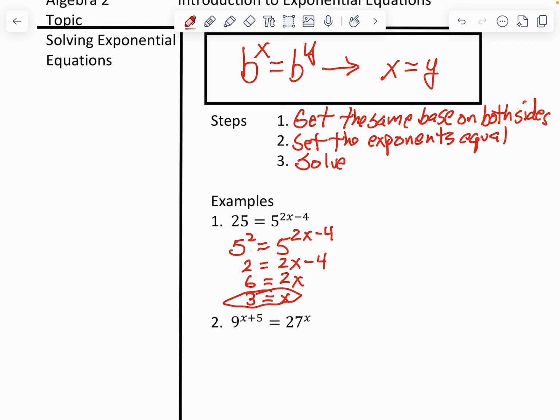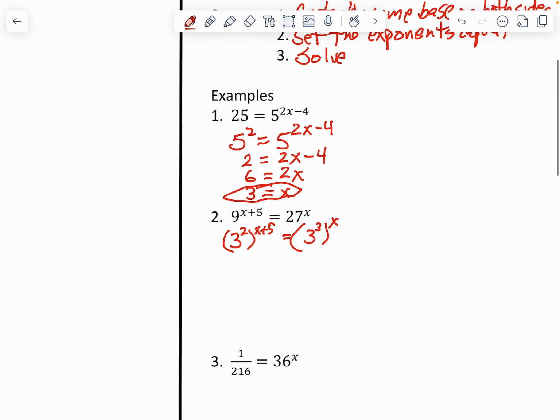The next one, we'll notice that we're not going to have 9 squared to be 27. 9 squared is 81. So you have to bring both of them down to a lower base. So we'll make the 9 3 squared to the x plus 5 power. And the 27, we'll make it 3 cubed to the x power. Now we'll take that and we'll go ahead and distribute through. So that's going to be 2 times x and 2 times 5. So 2x plus 10. And the other side will have 3 to the 3x power.